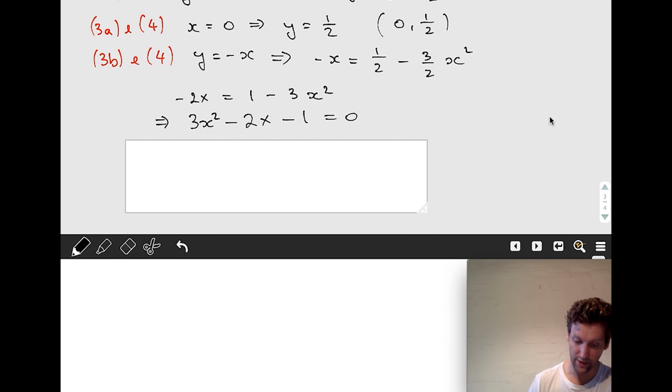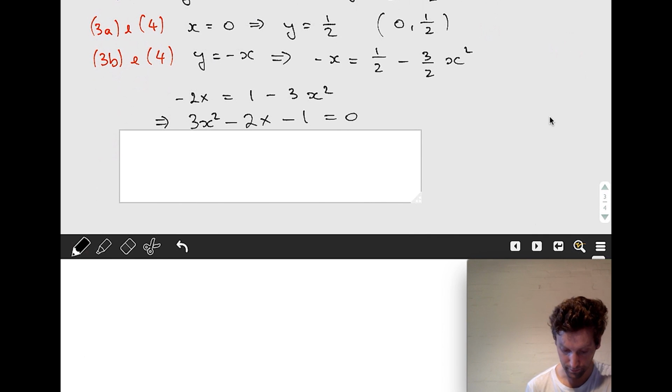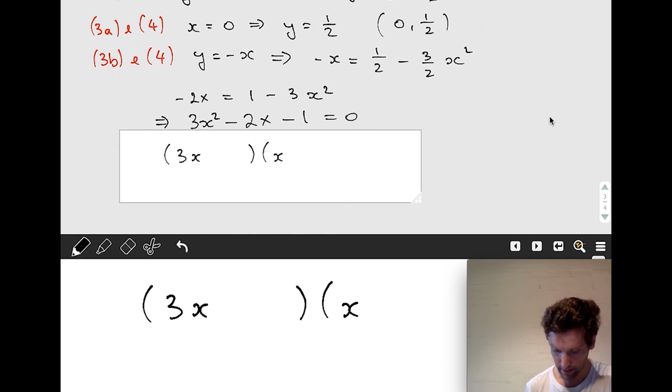And now let's factorize that. So we could have 3x, x, and I guess we can have 1, and we can have 1, and then we can choose plus or minus. So we want 3 plus 1 times x minus 1. So just check that.